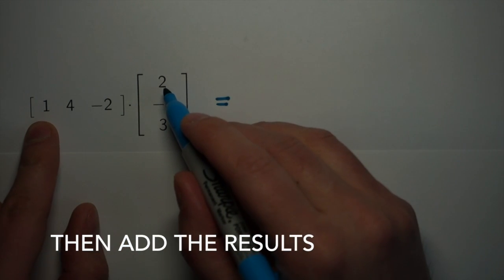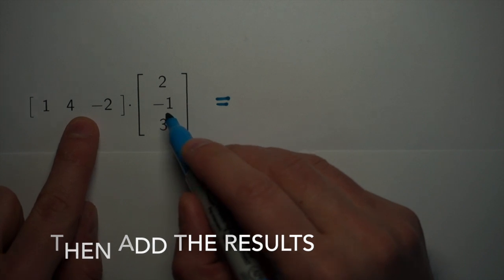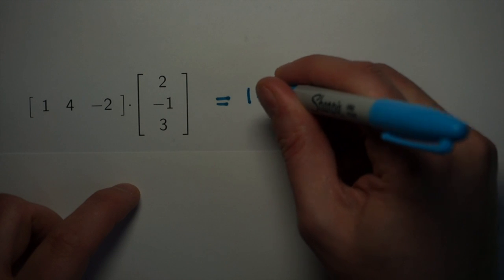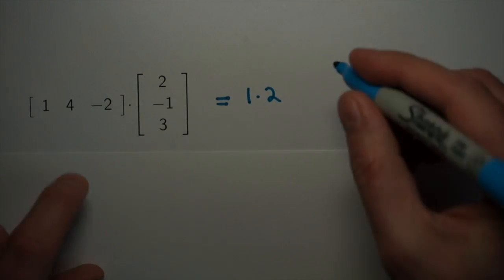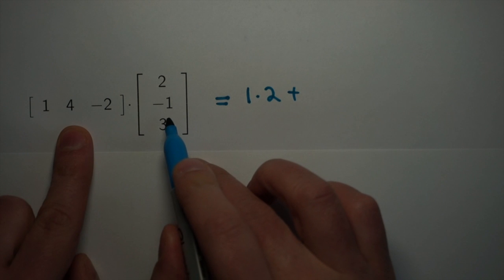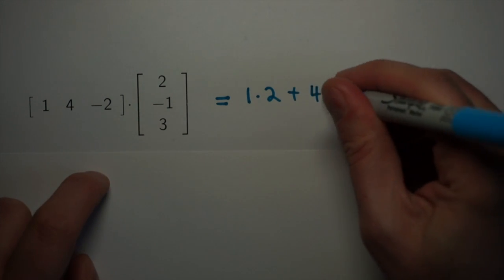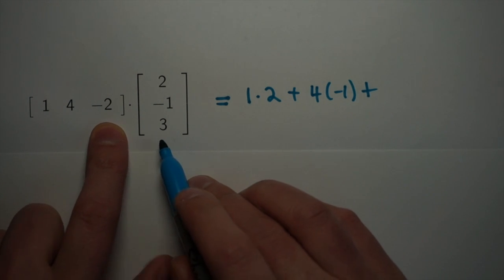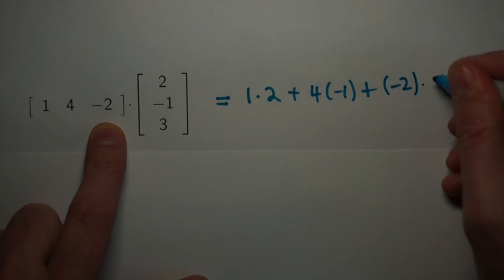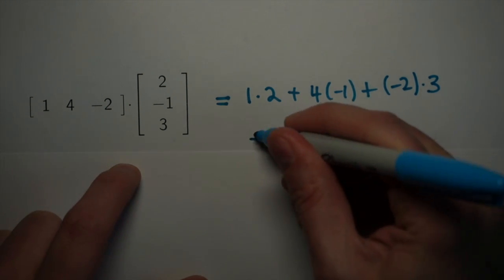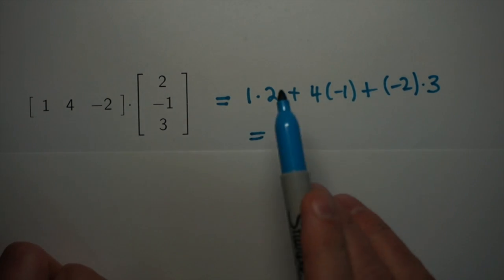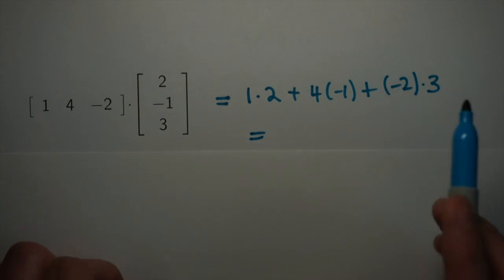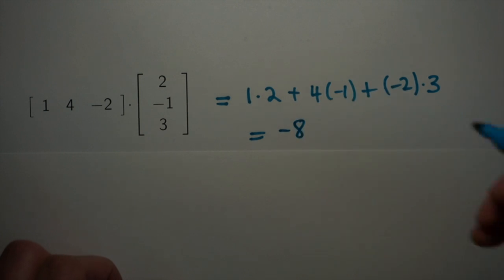So the 1 times the 2, the 4 times the minus 1, and the negative 2 times the 3. If we multiply those together, what we want to get out of this is a single number. And so we'll add the different results. So 1 times 2 plus 4 times minus 1 plus negative 2 times 3 is what we're going to call multiplying a single row by a single column. So 2 minus 4 minus 6 is negative 8.